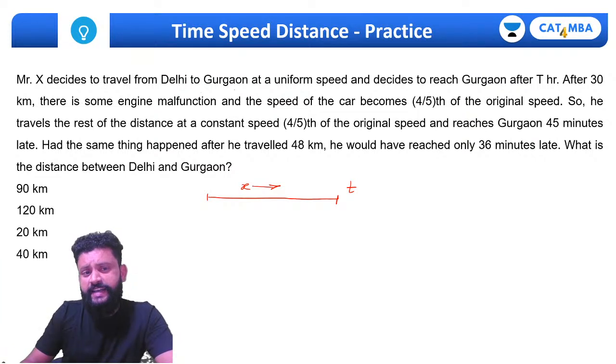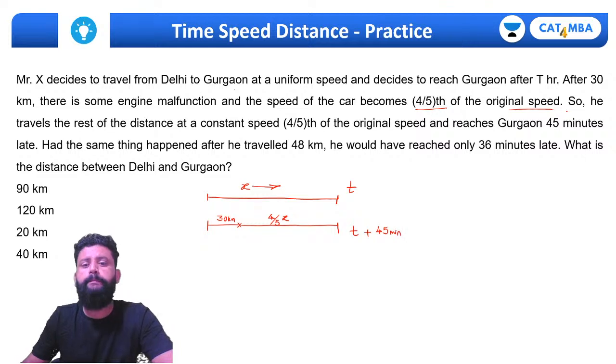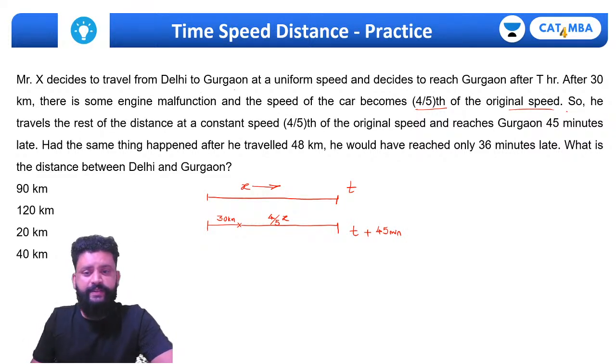After 30 kilometers, there is some engine malfunction, and the speed of the car becomes 4/5 of the original speed. So for 30 kilometers it was the original speed. After 30 kilometers, the speed was 4/5 of it, and it requires 45 minutes more. Because the speed is reduced, of course, the time will definitely increase.